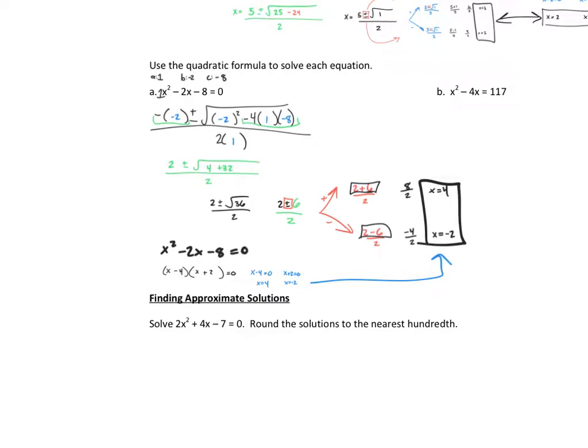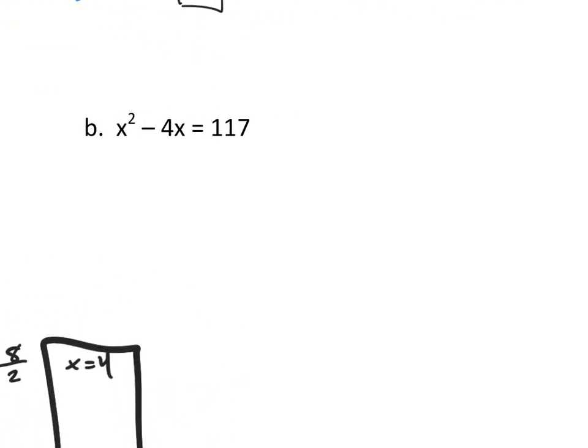So we'll conclude this part 1 by looking at one more quadratic formula. And this is another instance to where we're not set up equal to 0. So I would need to subtract 117 from both sides. All right.